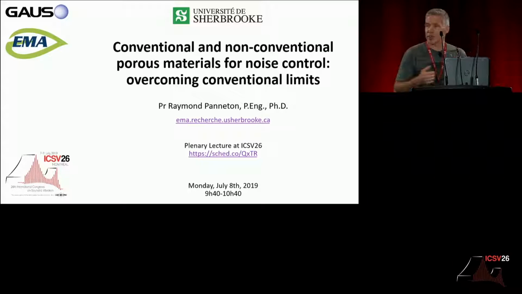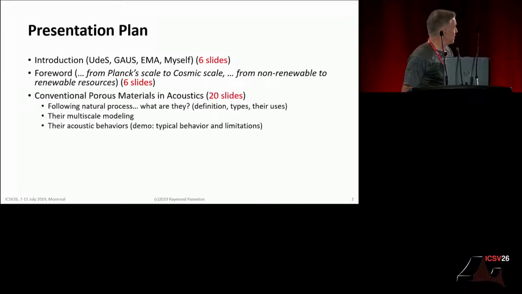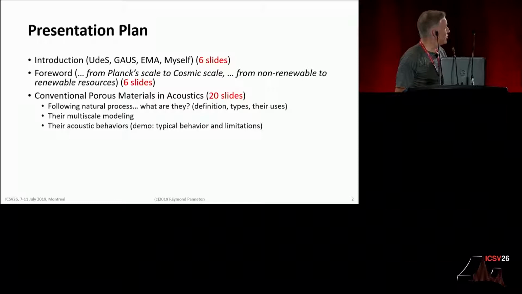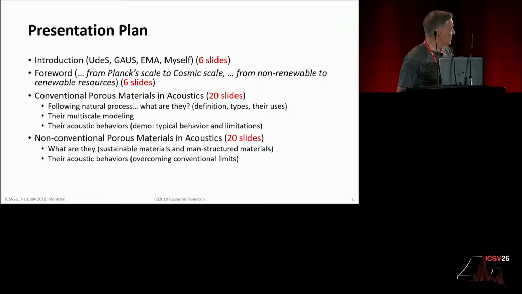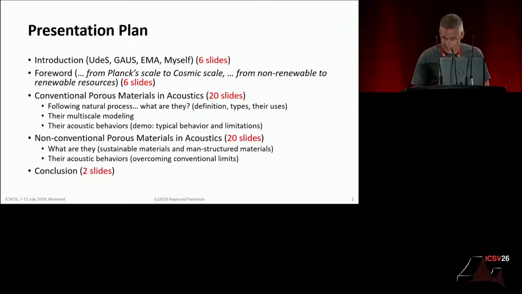So the presentation plan is an introduction, where I will present the University of Sherbrooke and GAUS, the acoustic group of Sherbrooke, and the team on ecological material and myself. And then some foreword on the presentation, which I call from Planck scale to cosmic scale, from renewable to non-renewable materials. And then I will talk about conventional porous materials and non-conventional porous materials that are used in acoustics, of course, for sound absorption purposes and sound transmission purposes. And finally, a conclusion: here, there is no conclusion because I won't have time for one.